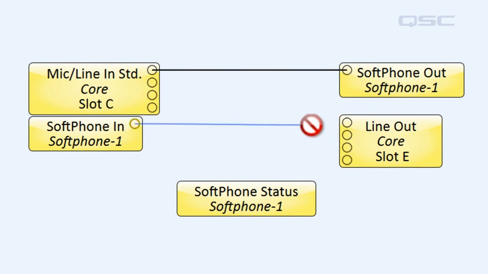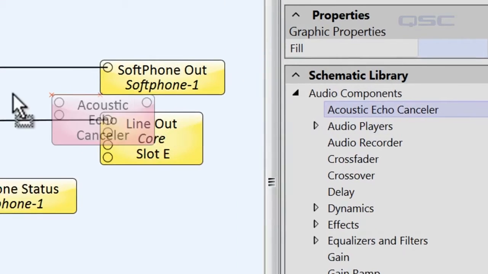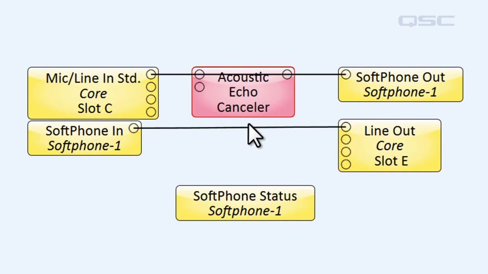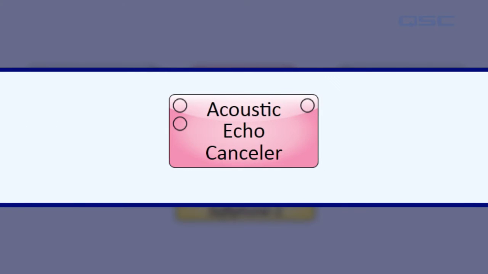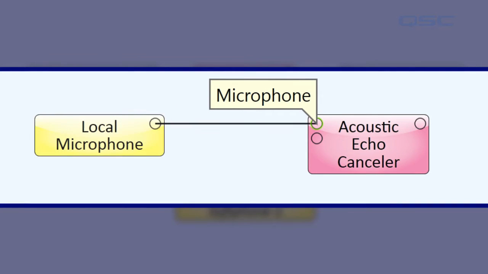to the in component. Now, for a conference room scenario, we'll need to use acoustic echo canceling. So let's drag an AEC component from the schematic library. Let's take a moment to look at the pins on the AEC component. There are two input pins and one output pin. The first input pin is labeled microphone, which is obviously the local microphone that the near-end caller is speaking into.